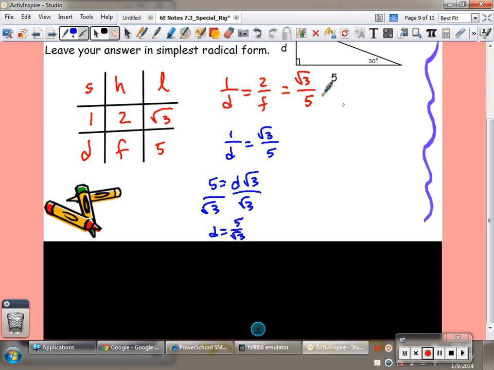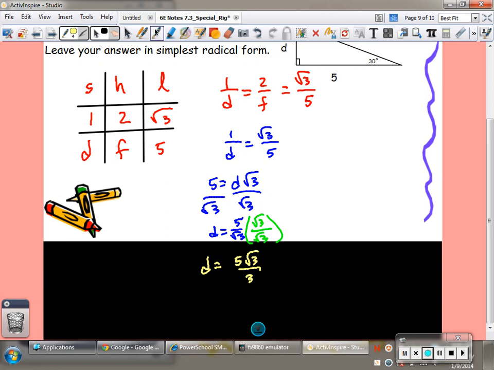Okay. Once I'm there, I'm going to multiply the top and bottom by the denominator. Okay. This gives me D equals 5 times the square root of 3 over 3. Is that an ugly answer? Yes. Is it the answer? Yes. So that's what D equals.